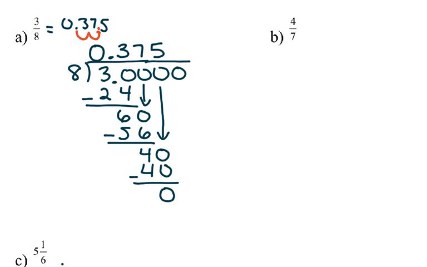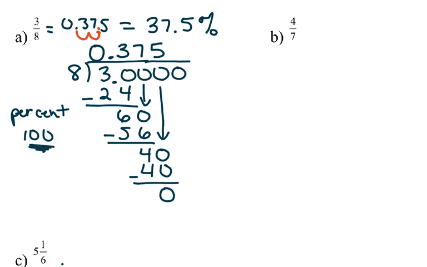Now, in order to convert the decimal to a percent, we move the decimal 2 places to the right, and then it becomes the percent. 37.5%. And the reason we move it 2 places to the right is because percent means out of 100. And so 100 has 2 zeros, and that helps us determine how many places we need to move it. And in this case, we move it to the right.